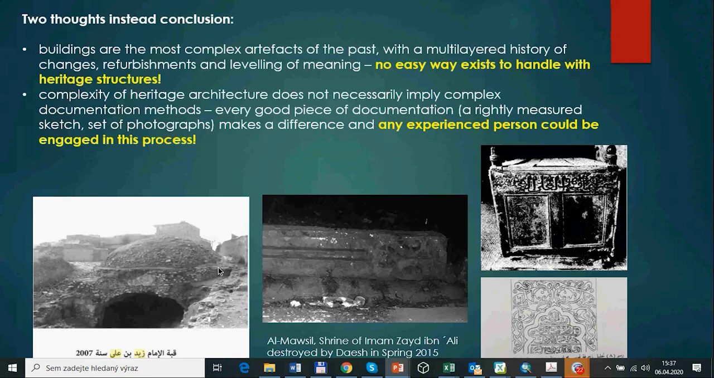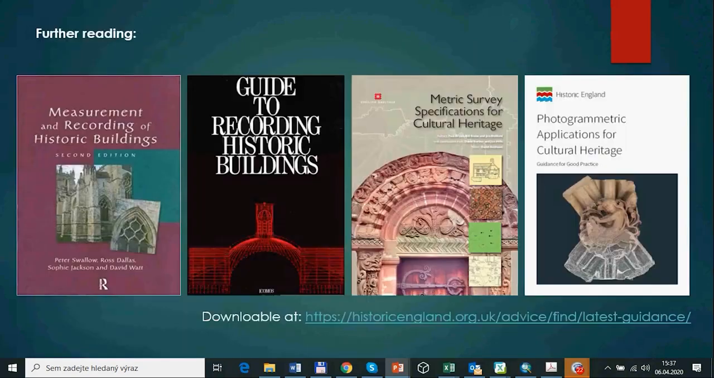This is an example of bad practice from Mosul. The shrine of Imam Zaid ibn Ali in the southwestern part of old Mosul was probably an important medieval structure, but no one took care, no one was interested in this building. So only these four pictures, which are very fragmentary and without context, are preserved of this shrine, which was destroyed by Daesh in spring 2015. So this is a bad example of what is left if no one takes care.